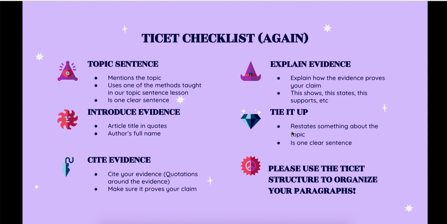Explain your evidence. Explain how the evidence proves your claim. This shows, this states, this supports. These are all really great sentence starters for tying it back. And then finally, tie it up with a concluding sentence. Restate something about the topic. Make sure that it's one clear sentence.